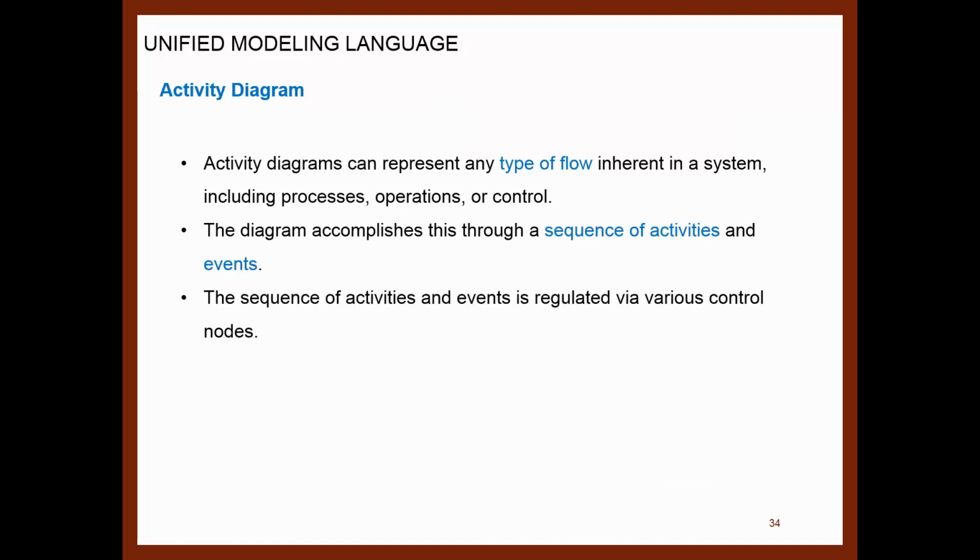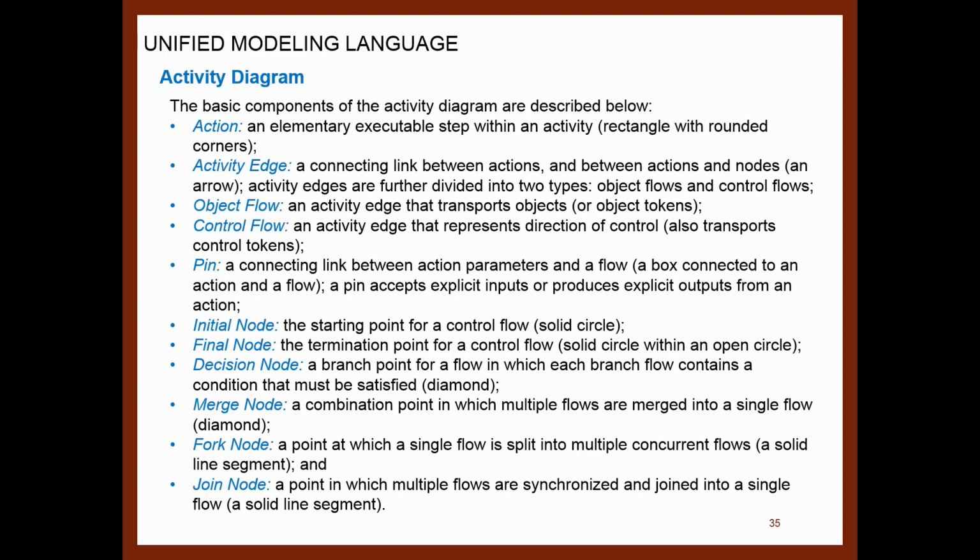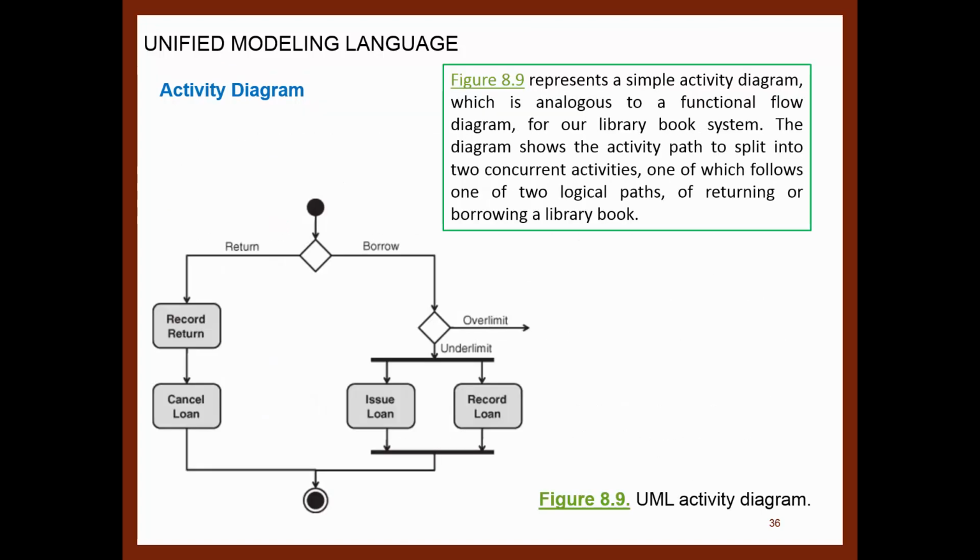Activity diagrams can represent any type of flow inherent in a system, including processes, operations, or control. The diagram accomplishes this through a sequence of activities and events. The sequence of activities and events is regulated by various control nodes. So this activity diagram looks like a flowchart, and these are some of the definitions. We're not going to go through all of them, but these are the definitions of some of the components of the basic activity diagrams. So here's an activity diagram for this librarian and library scenario.